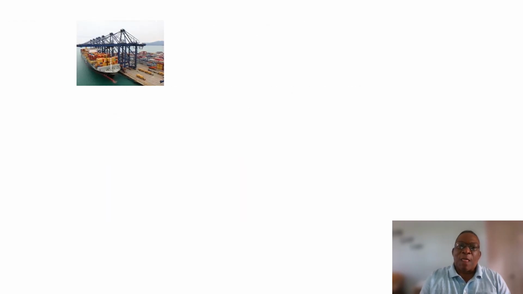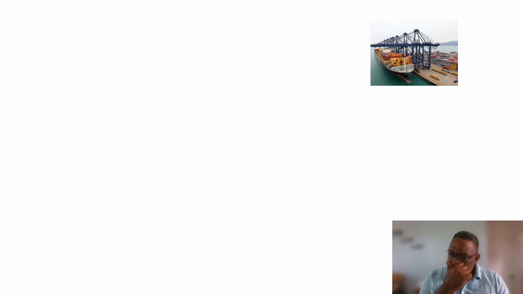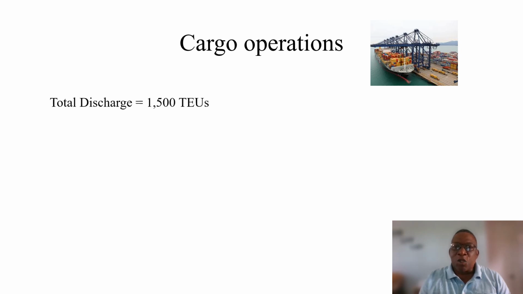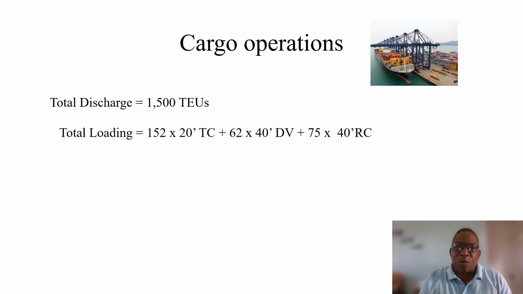Good. Now, solving for the number of containers on the vessel. That's our operation. Now, the total we were told to discharge was 1,500 TEUs. Total to be loaded was 152 20-foot containers, 62 40-foot containers, and 75 40-foot reefer containers. Now let us work out the TEUs.